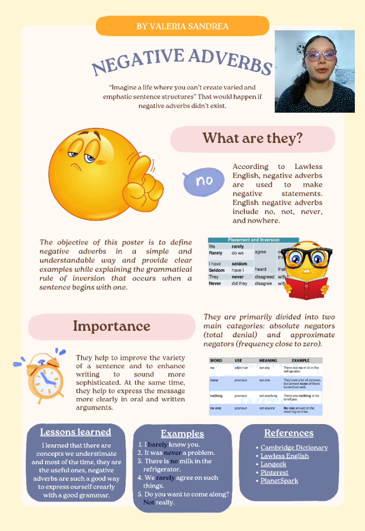They help to improve the variety of a sentence and to enhance writing to sound more sophisticated. At the same time, they help to express the message more clearly in oral and written arguments. Using negative adverbs correctly makes your English sound more natural because they help you express yourself with greater accuracy and style. You need to practice using them in your reading and speaking to sound more like a native speaker.